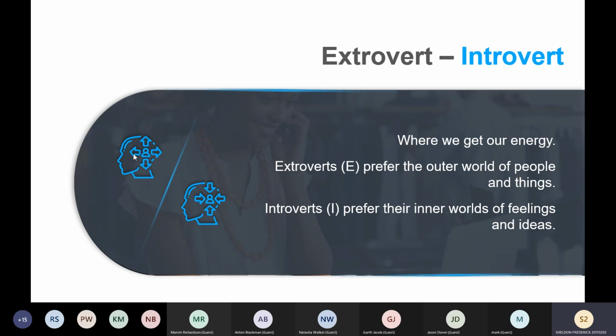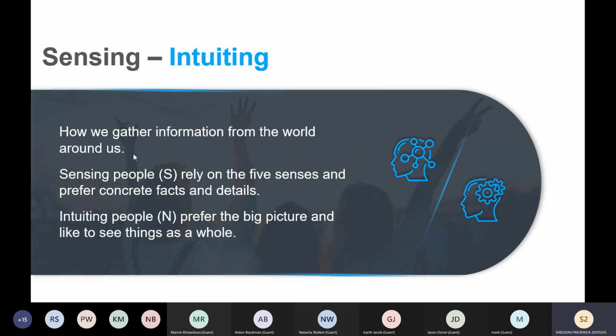The use of these words is sometimes confusing, because extrovert doesn't necessarily mean outgoing, and introvert doesn't mean that they're shy and withdrawn from the world. The terms just refer to the preferred orientation of the outer or the inner world. Sensing and intuiting, the second function, covers your preference for perceiving the world around you.